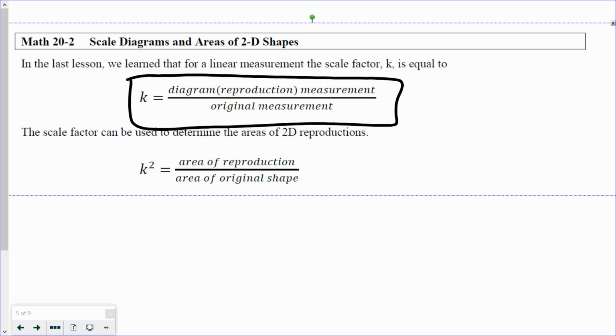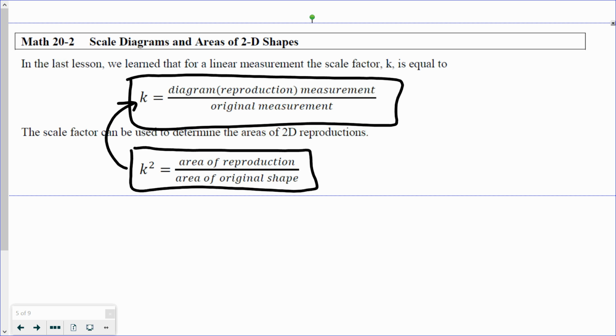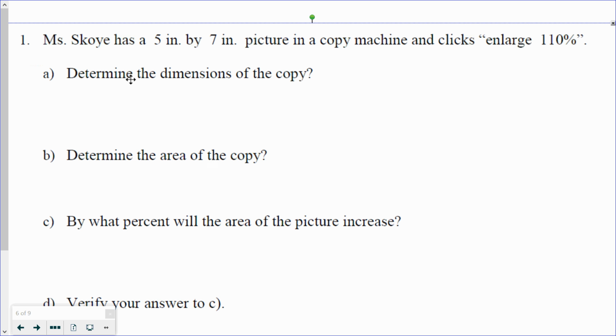Now we have K squared. This is related to K, but now it's the square of it, is equal to the area of the reproduction divided by the area of the original shape. We'll see how this applies. It's the same sort of idea, but now we're dealing with K squared. So if it asks us for our scale factor, remember that's K. So sometimes we'll need to square root that.